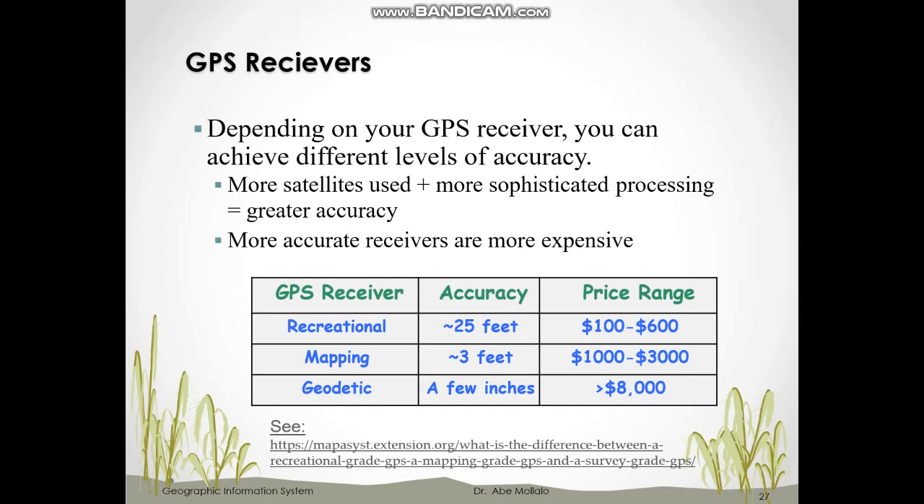For mapping purposes, you need higher accuracy GPS, almost 3 feet accuracy, and the price is higher, from 1,000 to 3,000, and this is used by government agencies. And for geodetic survey, which is a very accurate process and considers even the Earth's curvature, we need much more accurate GPS receivers, with an accuracy of a few inches, and the price goes above $8,000 or $9,000. So the more you pay, the better GPS you will have and the better accuracy you will get.